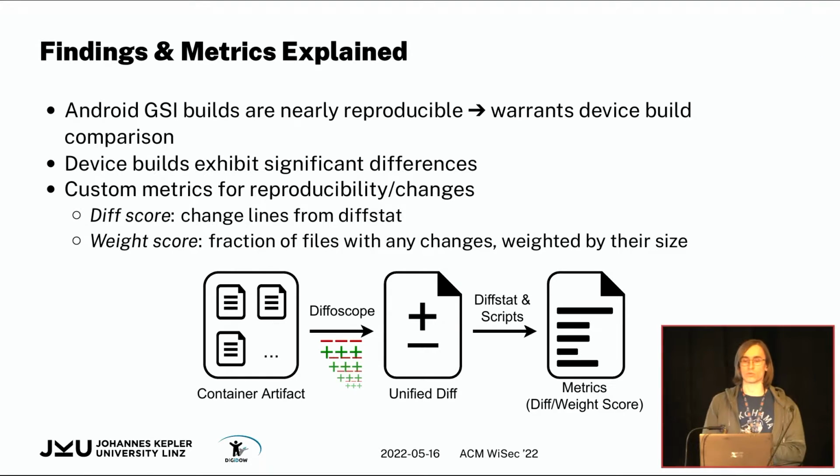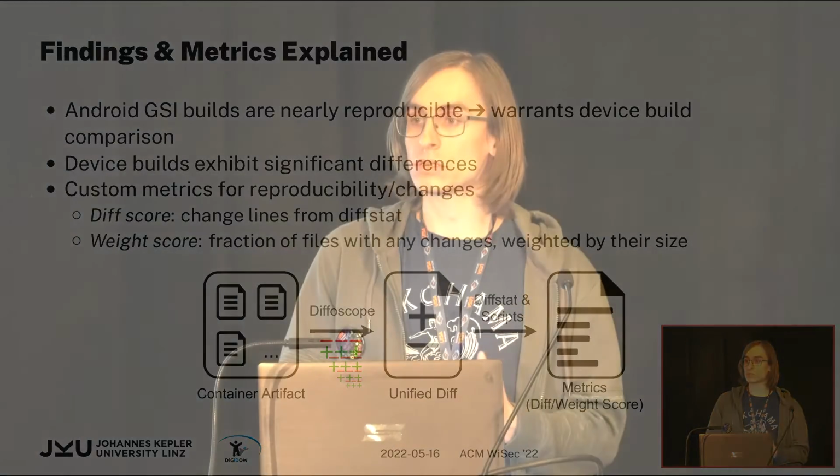So, going a bit more into the details, what were our main findings? The key takeaway is this: the generic builds, the Android GSI builds, are very close to reproducibility, actually. That, as a second step, triggered our analysis of the factory images that are being flashed on the actual devices out there, which are published by Google. The device builds, unfortunately, do exhibit quite a bit more differences. I'll come to that later.